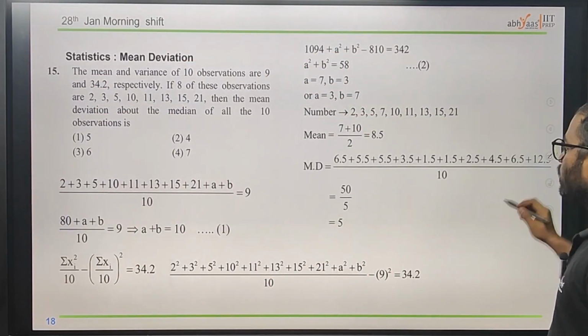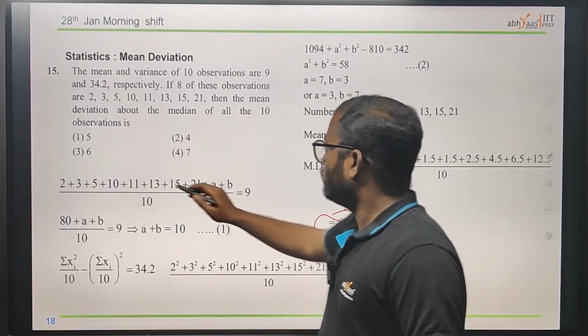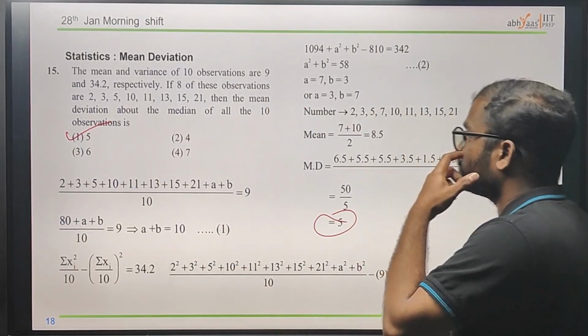Now we got the mean deviation about the median, which will be 5. That's how we got the final answer.